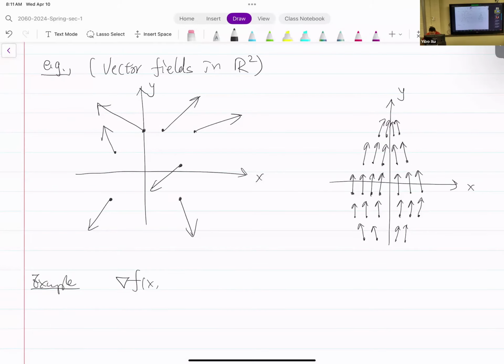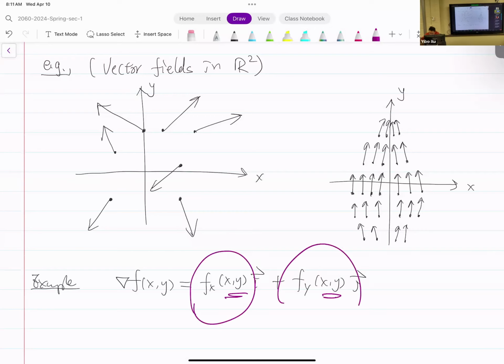Gradient of f of x, y. So this actually has two components, right? So we have the partial of f with respect to x on the first component, and then the partial with respect to y on the second component. Right? So this is actually a vector field. So basically, we have the xy pair as the inputs, and then as the output, we have in the first component f sub x, in the second component f sub y. Okay? So this is the vector field.